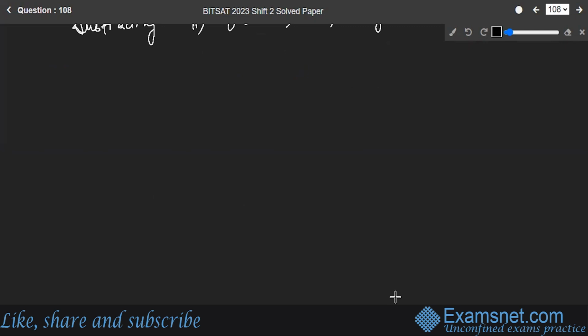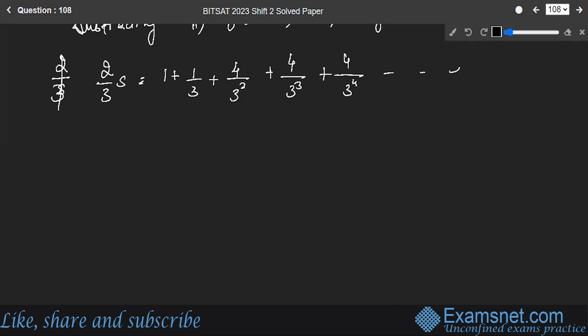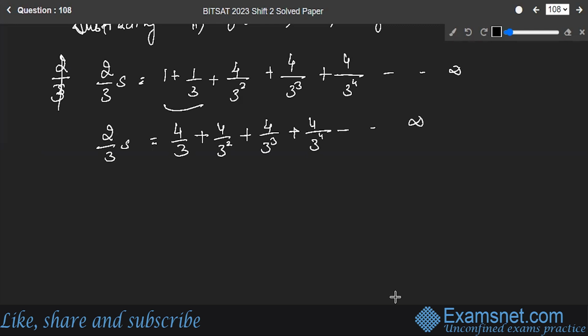What do we get? You will get 2 by 3 S is equal to 1 plus 1 by 3 plus 4 by 3 squared, 4 by 3 cube, and so on till infinity. Combining them, you'll have 2 by 3 S is equal to 4 by 3, 4 by 3 squared, 4 by 3 cube, 4 by 3 raised to power 4, and so on till infinity. See, this is a GP series where the first term is equal to 4 by 3 and the common ratio is equal to 1 by 3.